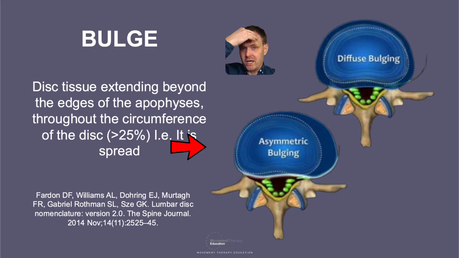Somebody did ask a little while ago about disc bulges and what's the difference between bulges and protrusions and all that kind of stuff. So hopefully this will answer that question. So, a bulge is disc tissue which extends beyond the edges of the apophysis, around the vertebral bodies, throughout the circumference of the disc, so more than 25%. Basically, it's spread. And you can have a diffuse bulge, so it spreads bilaterally or all the way around, or you can have an asymmetrical bulge where it's just bulging in one direction.